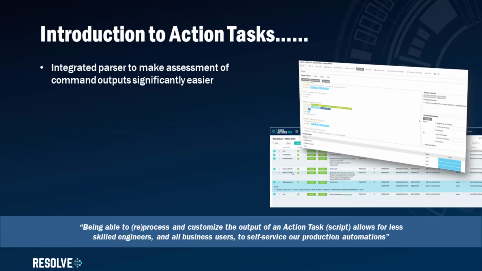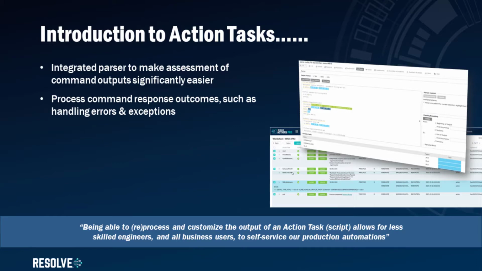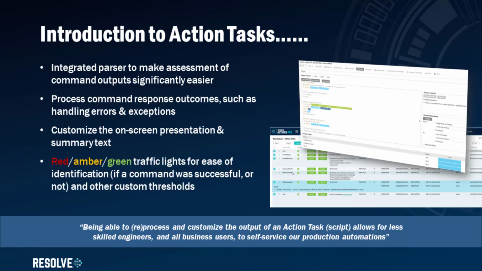Now, action tasks aren't just a script or command line or execution shell. They also include the intelligence to parse and process the output of the script or command, handle errors and exceptions, the logic to output specified data, and also the customization for how you want to present anything back on screen, such as the summary information and thresholds, including your red, amber, green traffic lights for visual indication. And lastly, version control is built into Resolve so you can commit and roll back your changes, as well as compare the differences between versions of action tasks you have previously modified.